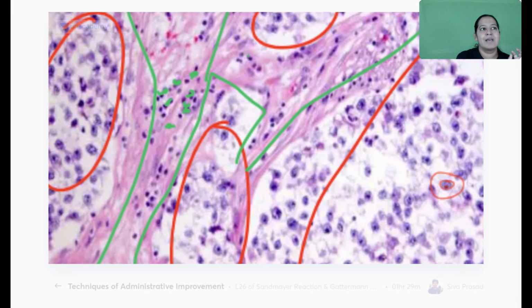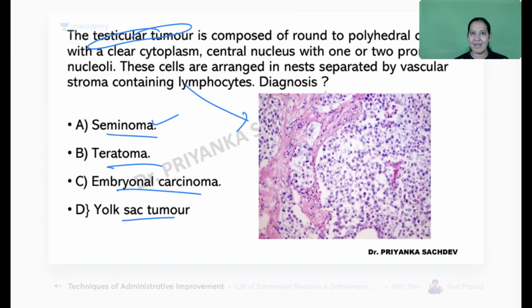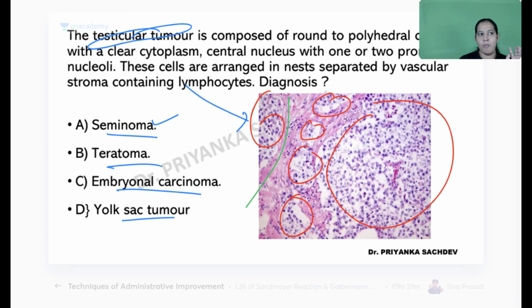Can you see these cells inside the stroma? These are not tumor cells. These are lymphocytes. Give me a thumbs up. So lymphocytic infiltrate in the stroma is a hallmark of seminoma. Now look at the image. You can find the tumor cells arranged in nests. One nest, two, three, four, five nests. Nests are separated from each other by stroma.